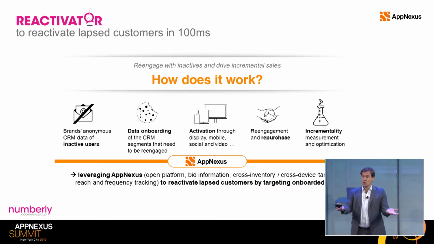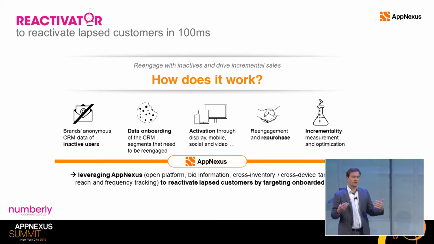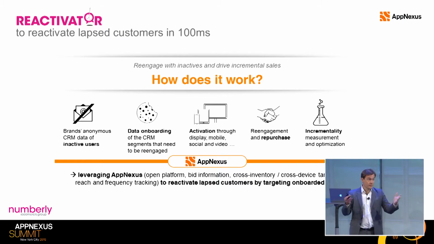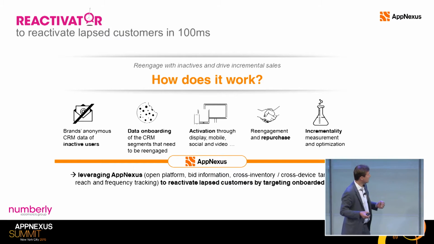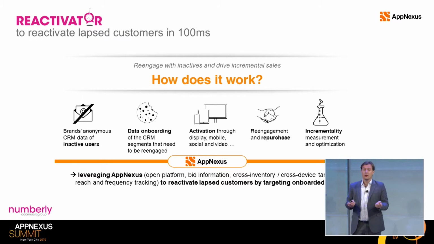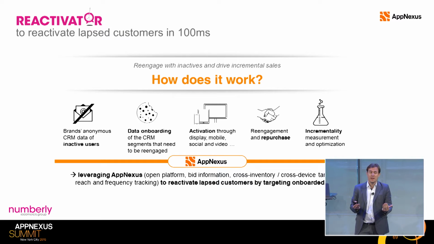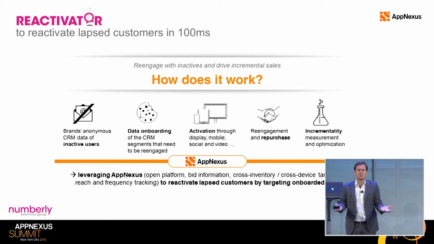Very basically, we receive from our clients a set of encrypted data of inactives. And then we onboard these people using data onboarding platforms, you all know. And we start activation through a great platform, guess which? A great open platform, AppNexus. How do you want to reactivate someone, to reach CRM goals, if you don't have an open platform? If you don't have the ability to know reach and frequency at the individual level? There's no point trying to do that.